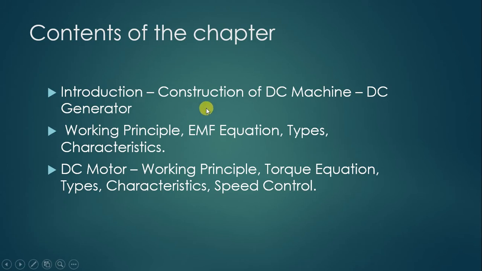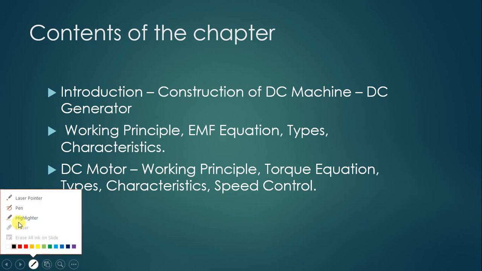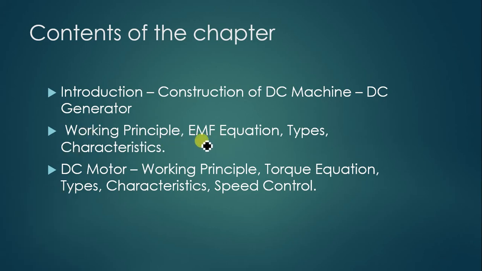So we have an introduction about the construction of DC machines, but before that I'll be discussing some fundamentals on electromagnetics, then the DC generator and working principle of a DC generator, followed by EMF equations associated with DC generators, types and characteristics of DC generators. DC means direct current, basically. Then the DC motor: working principle, torque equation, types, characteristics and speed control. These are all the contents of this chapter.